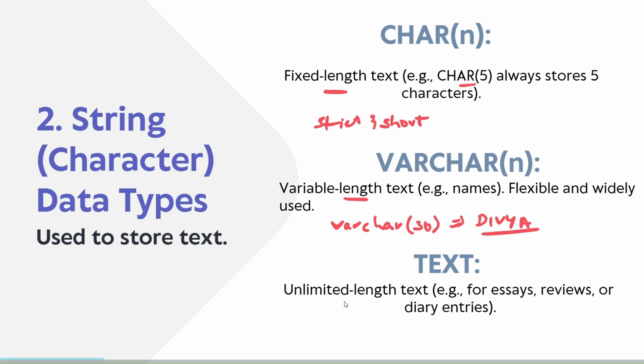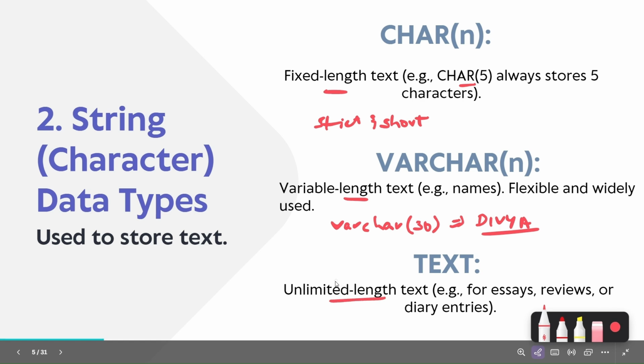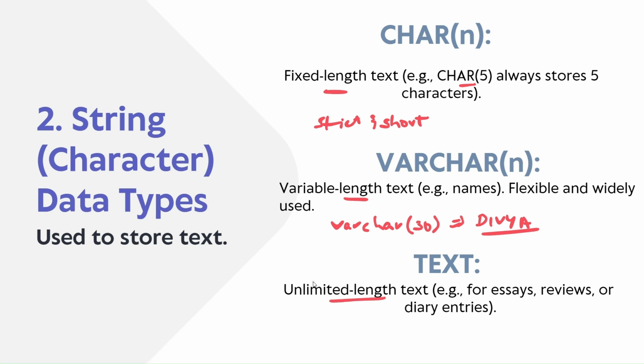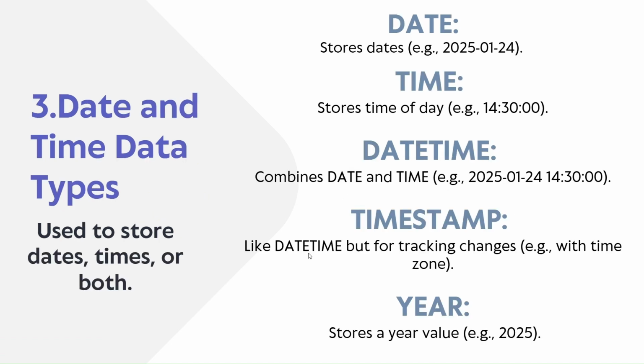And next comes the text. Here it is unlimited length text. It is generally used for essays, reviews or diary entries. Alright. Let's get into the next data type.